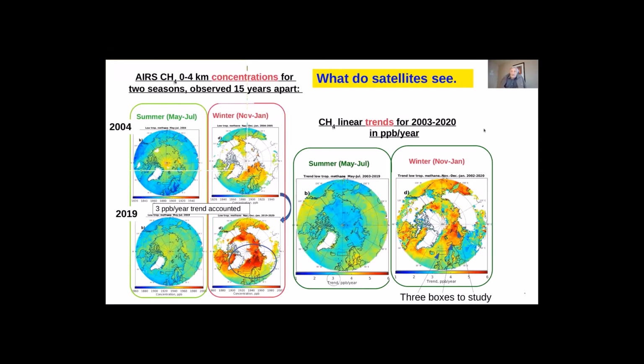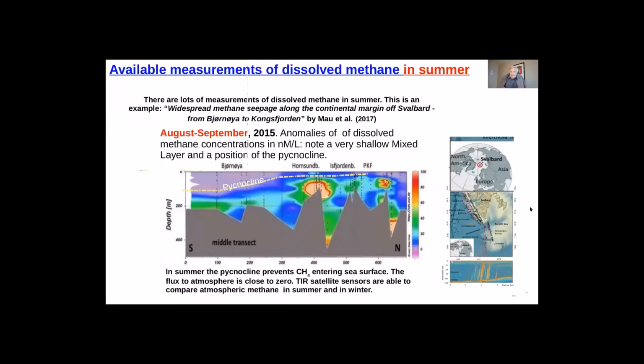And linear trends for all this period are on the right. This is the summer trend, close to 3 ppb per year. This is the global trend, also low trend and high trend, about 5.5 ppb per year in some areas in winter. So it is evidence of emission of methane from the sea.